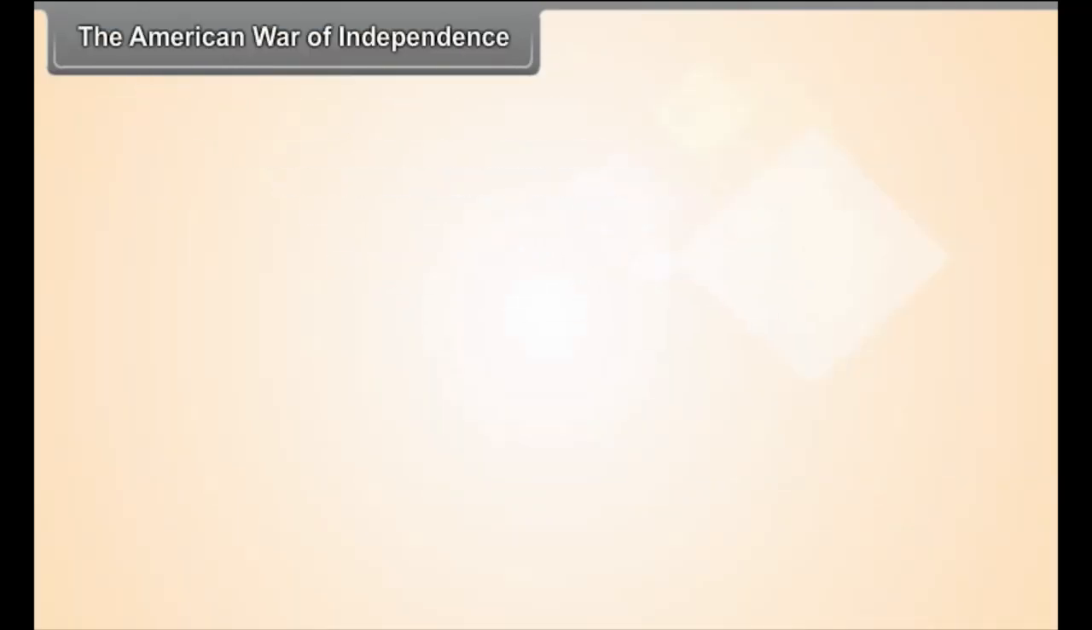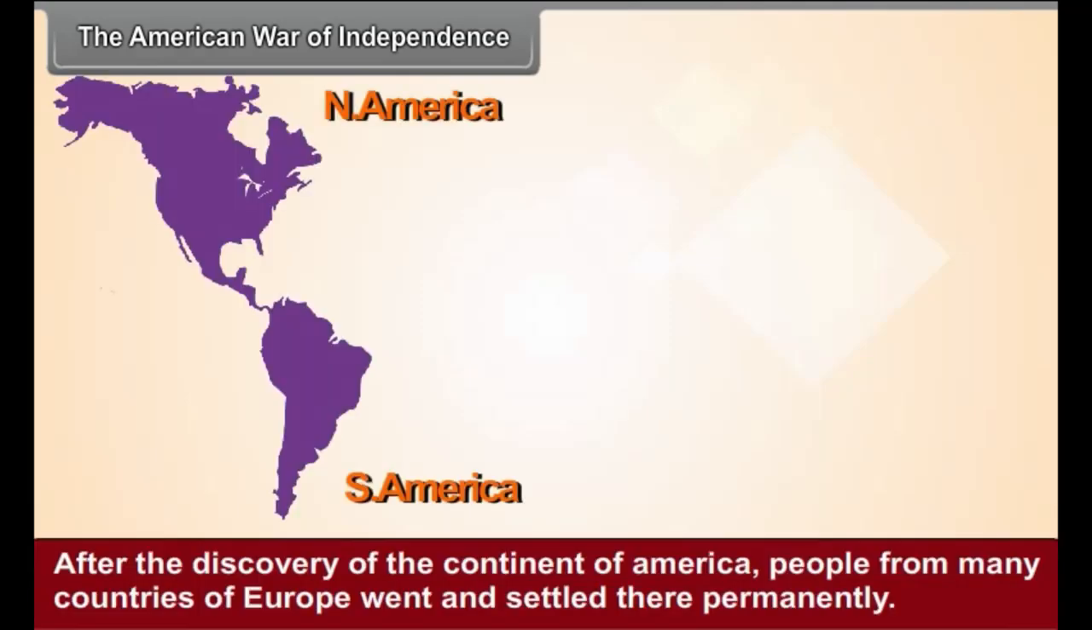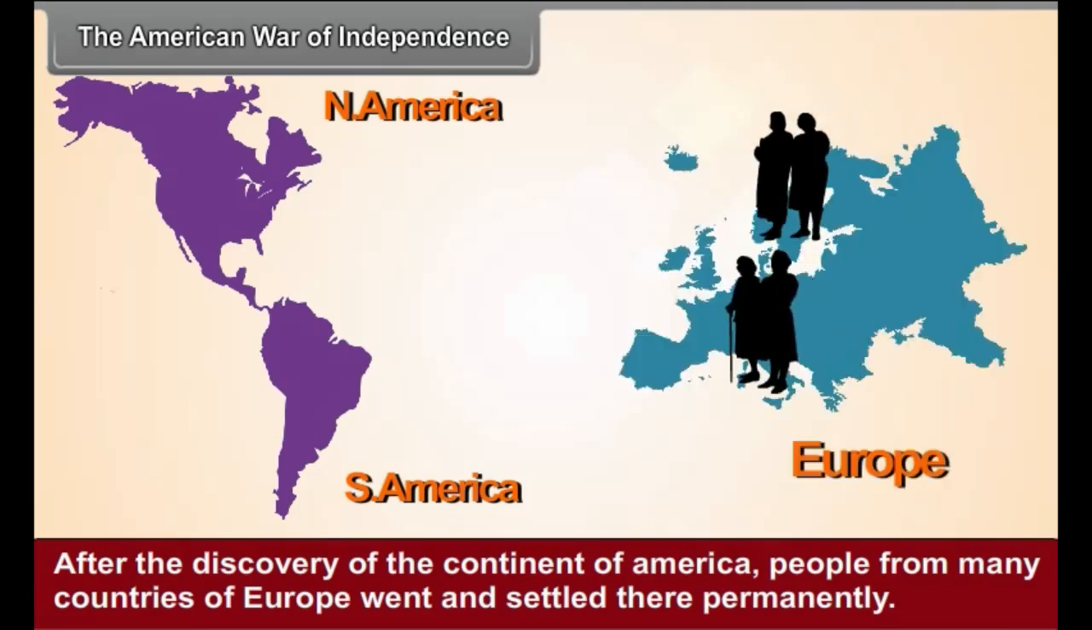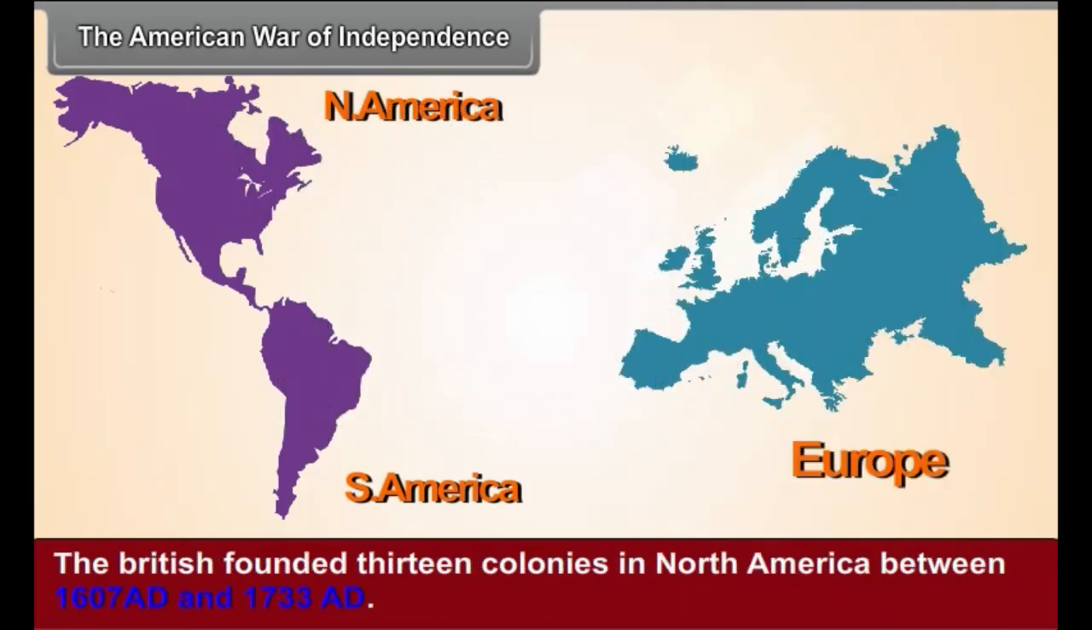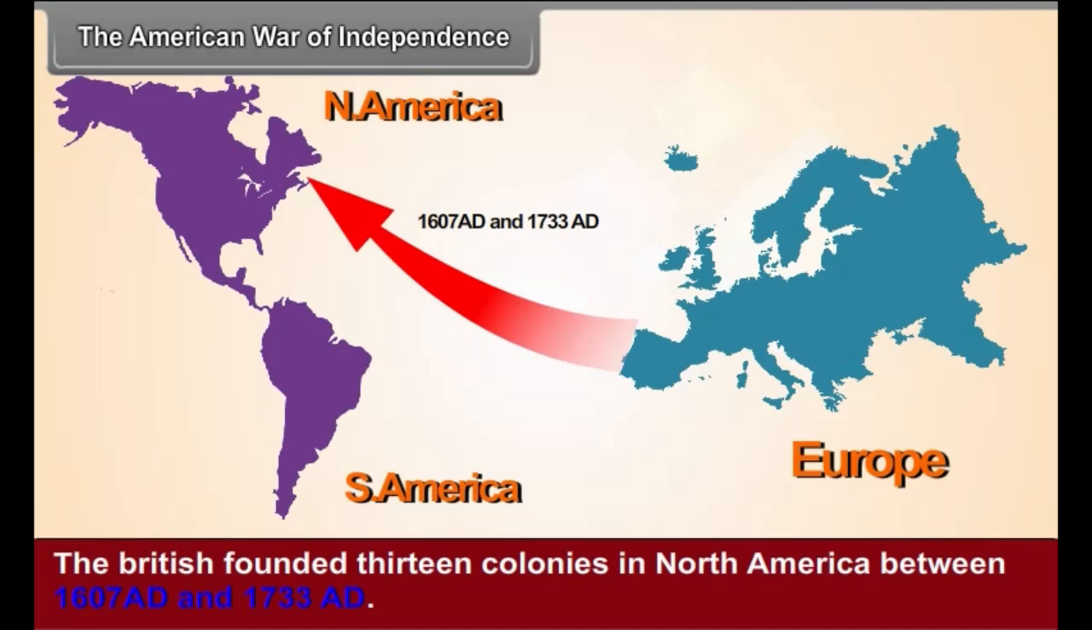The American War of Independence. After the discovery of the continent of America, people from many countries of Europe went and settled there permanently. The British founded 13 colonies in North America between 1607 AD and 1733 AD.